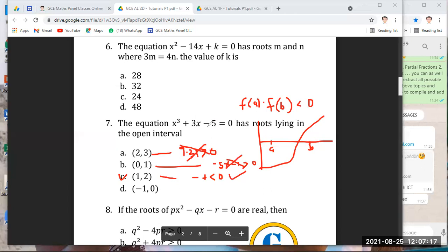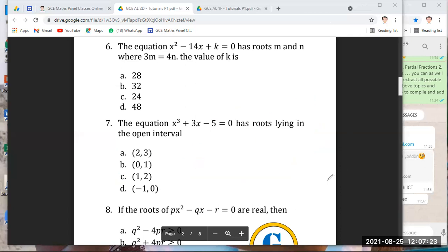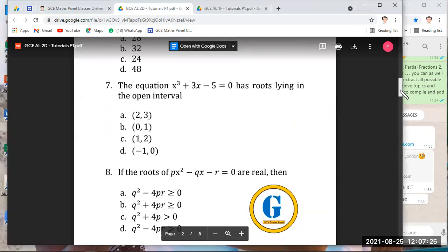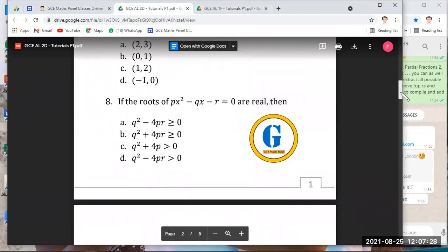All right, let's take number 8. When you attempt the questions before class, we go faster. Otherwise, we'll be taking much time, which is not an advantage.